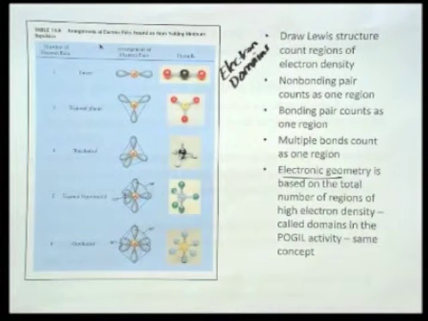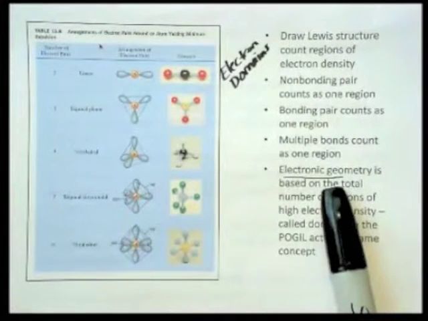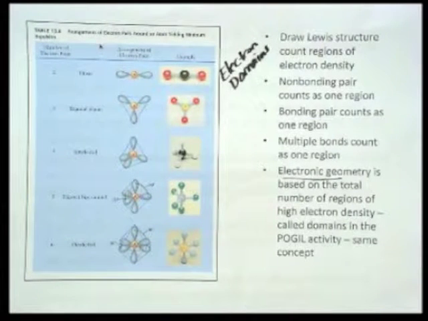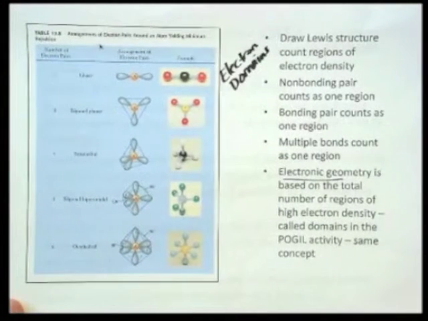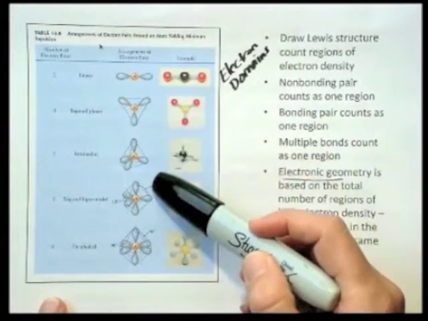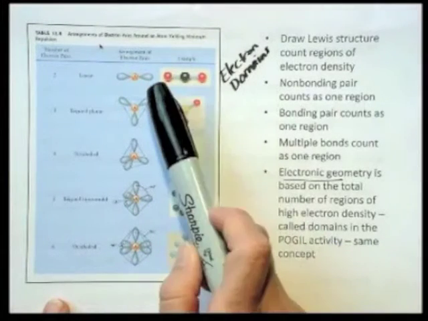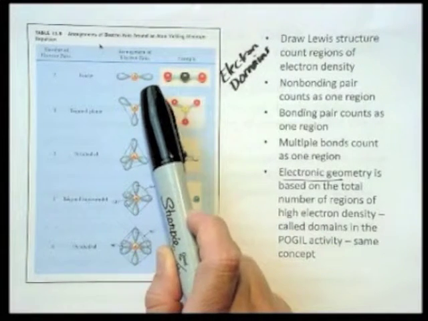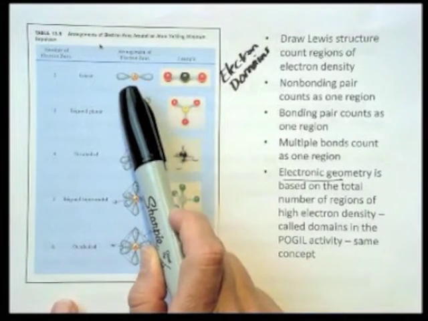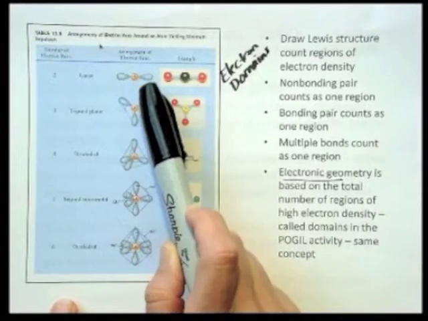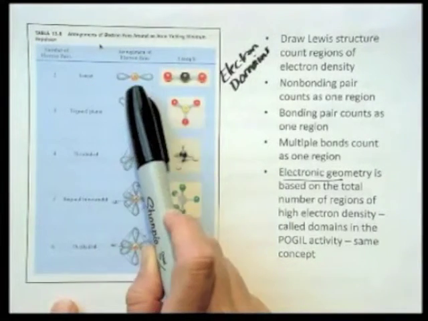which is what you learned in the POGIL activity. So the actual electronic geometry of a particular molecule is based on the total number of regions of high electron density on the central atom, called domains in the POGIL activity, called regions of high electron density in most other textbooks. All right, and there's basically 5 different electronic arrangements that are possible. And in your POGIL activity, you should have seen these. In the situation where A is the central atom and you have 2 regions of electron density, that geometry is going to be linear.